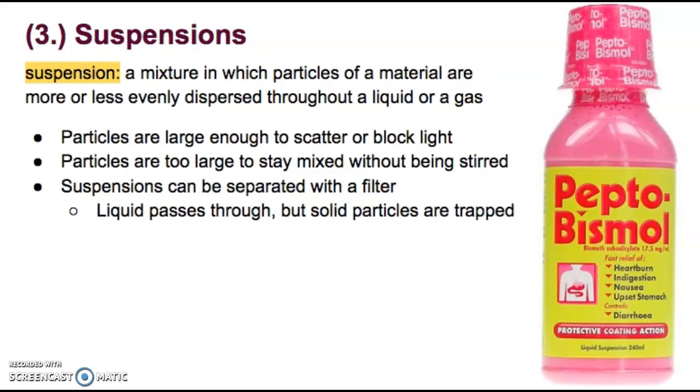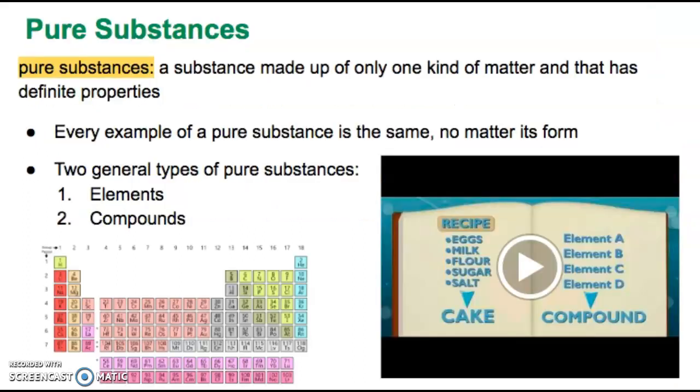Suspensions are the least well mixed of our three types of mixtures. These have particles that are so big that they will start to settle out if they're left for a long period of time. So the Pepto-Bismol that you see there on the screen is an example of a suspension. I don't know if you've ever used Pepto-Bismol before, but you probably know that you need to shake it before you use it. This is because those large particles start to settle out on the bottom if they're left to sit over time.